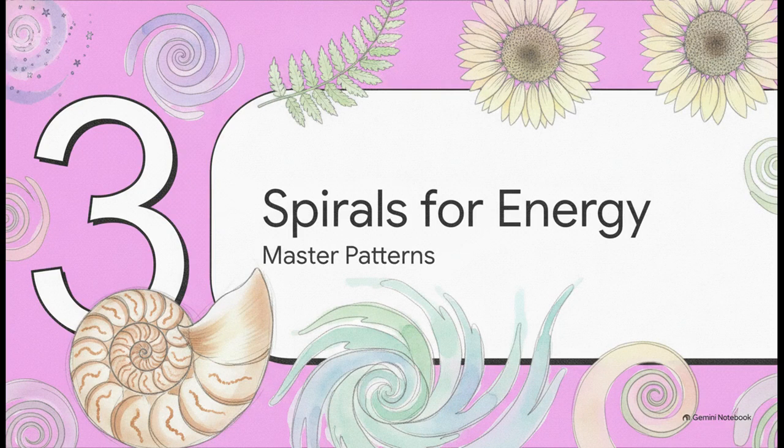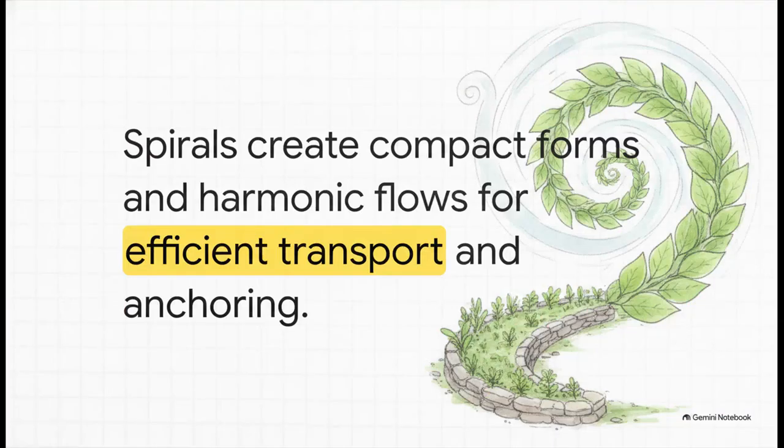All right, Section 3, Spirals for Energy Flow. One of the most powerful and recognizable shapes in nature is for sure the spiral. It emerges naturally from the intrinsic deflection of flow around vortices. Basically, spirals are found wherever harmonic flow, compact form, efficient transport, or heavy anchoring is needed.